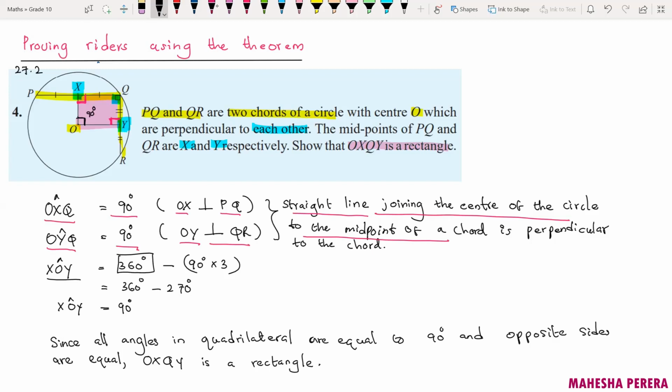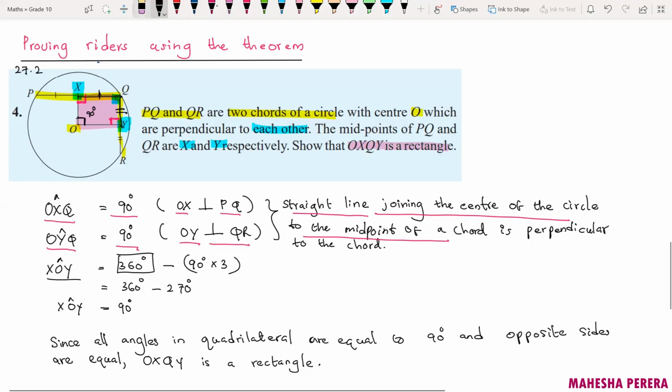But why is this not a square? Because it's given that this length, right, that is the length XQ or QX is not equal to this length, QY, right? So these lengths are not equal, which means this is not a square, right? If you want, you can write this. Anyhow, these lengths are not equal.